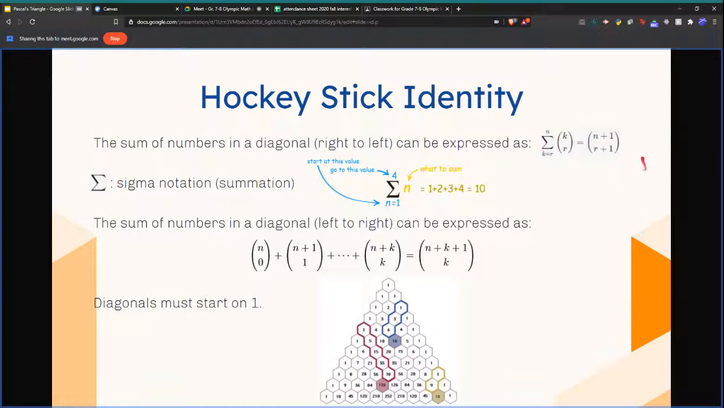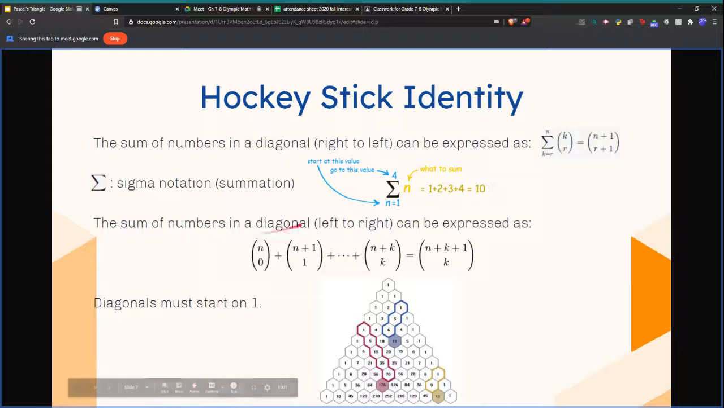So remember that we use a notation with this identity. We get n plus 1 choose r plus 1 for a diagonal from right to left. So like this one highlighted in blue, we have 1 plus 3 plus 6, and then we get 10 right here. And this is called a hockey stick identity just because the pattern that you make on Pascal's triangle kind of looks like an L shape, or like a hockey stick shape. Could have just said the L identity, but whatever.